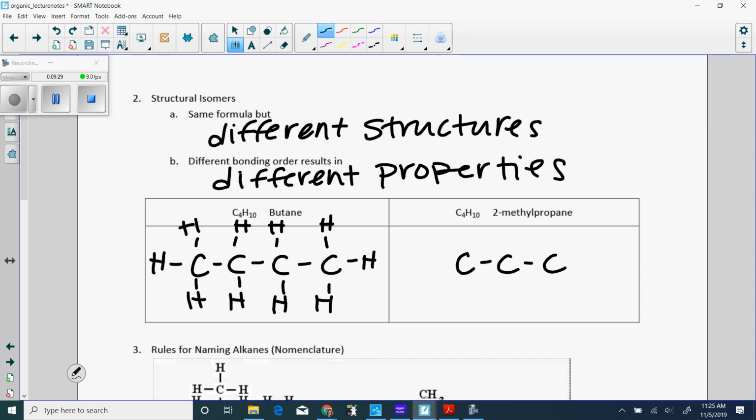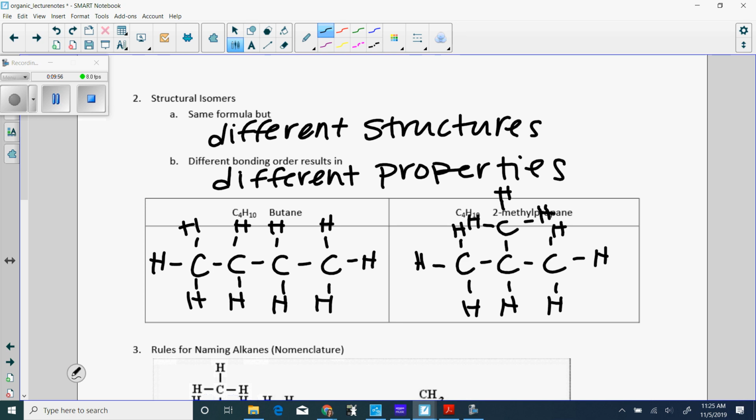2-methyl means that off of the second carbon, I have a methane. And a methane is a 1 carbon. But every carbon still gets 4 bonds, so I still end up with 10 hydrogens. It's an isomer because it's still C4H10. It just looks different and has a different name to it. Okay?